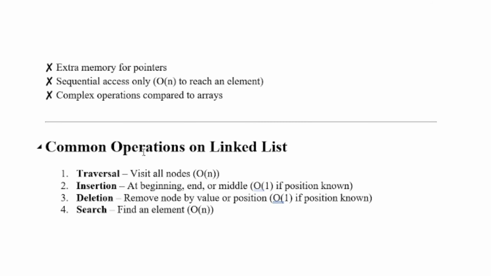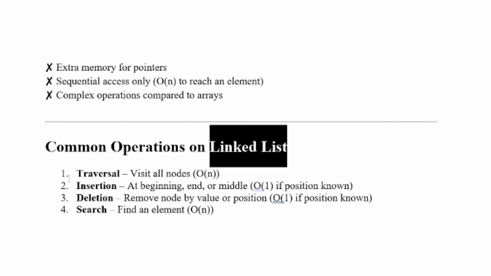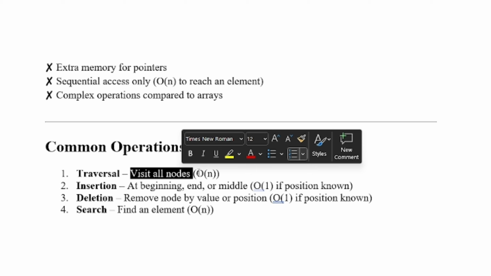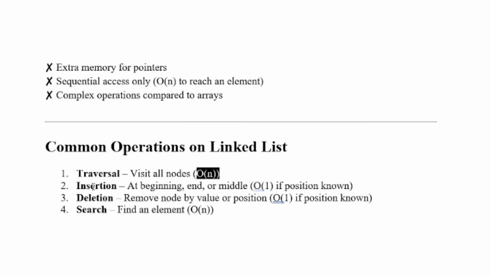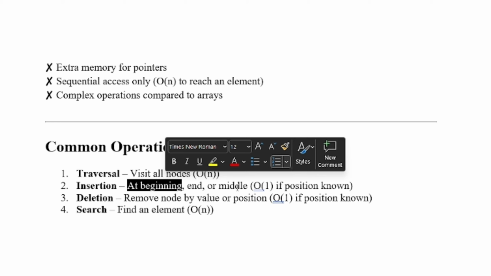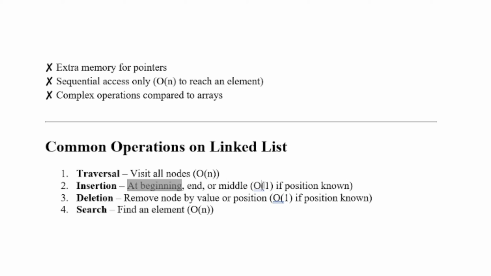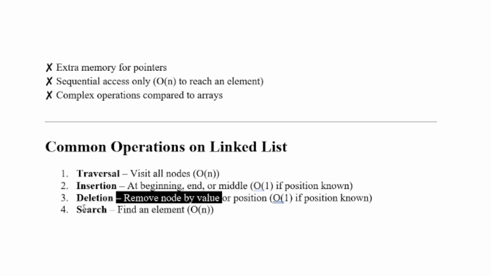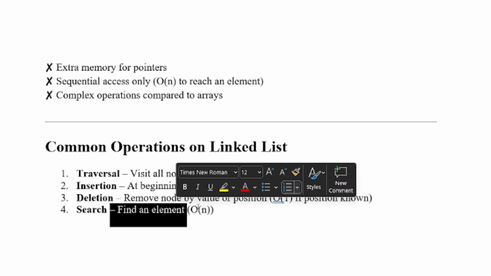Here you can see the common operations that we apply on a linked list. First is traversal. Traversal means visiting all nodes, and it takes O(n) time. For insertion, you can insert a node at the beginning or middle, and it takes O(1). Deletion removes a node by value or position, and it also takes O(1) if the position is known. Next is search, which is used to find an element and takes O(n).